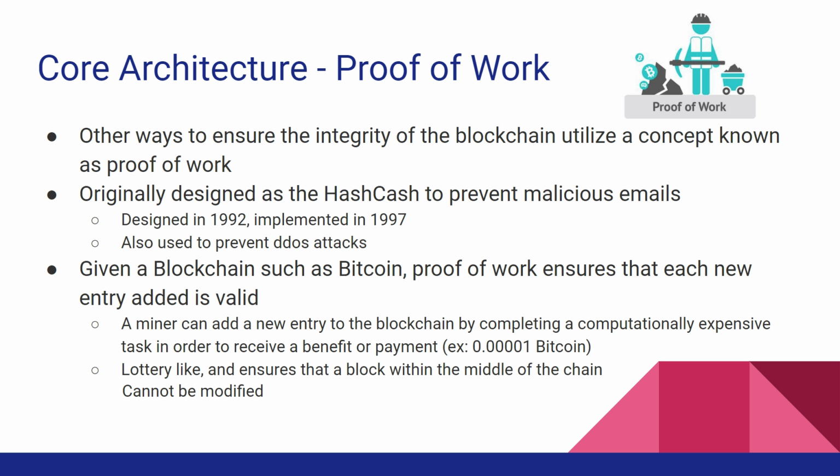So now we go into the core architecture of proof of work, another thing to prevent malicious intent. Other ways to ensure the integrity of the blockchain utilize a concept known as proof of work. Originally designed as a hash cache to prevent malicious emails, it was designed in 1992 and implemented in 1997, and it's also used to prevent DDoS attacks.